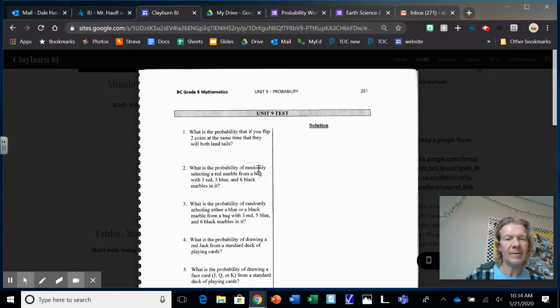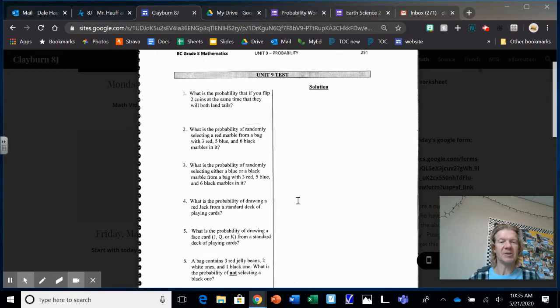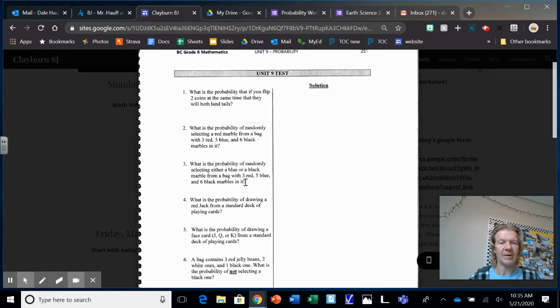What is the probability of randomly selecting a red marble from a bag of 3 red, 5 blue, and 6 black? Well, you add these up. 3 plus 5 is 8, plus 6 is 14. So there's 14 different outcomes that can happen. There's 3 red outcomes, 5 blue outcomes, and 6 black outcomes. So when I add all those together, I get 14. That's my denominator. And then it says, what is the probability of randomly selecting a red marble? Well, I have 3 reds out of 14, so 3 out of 14. Figure out the percentages.